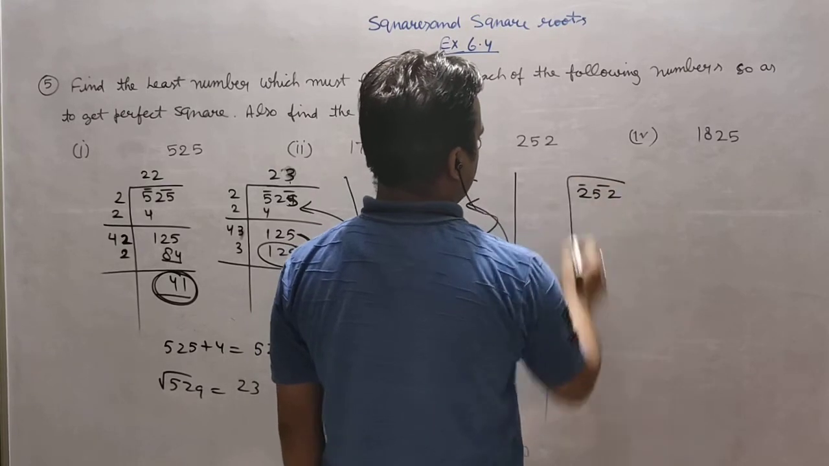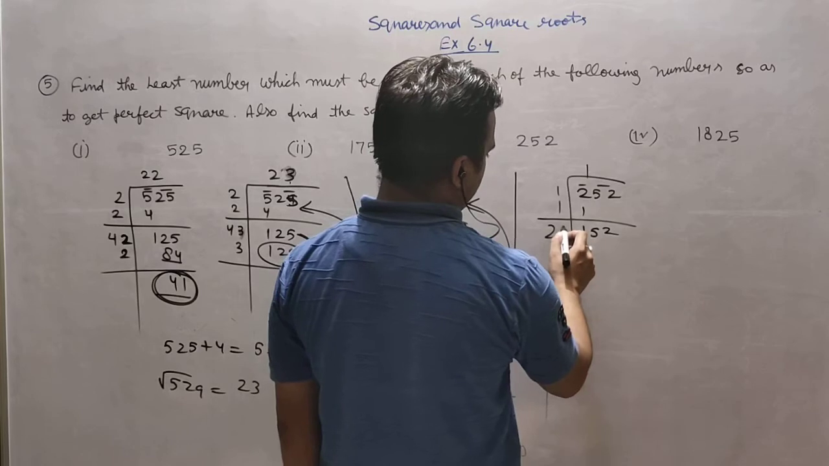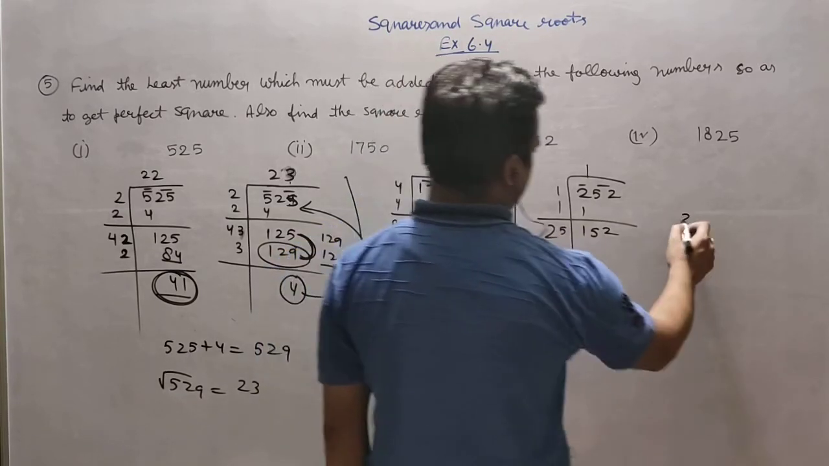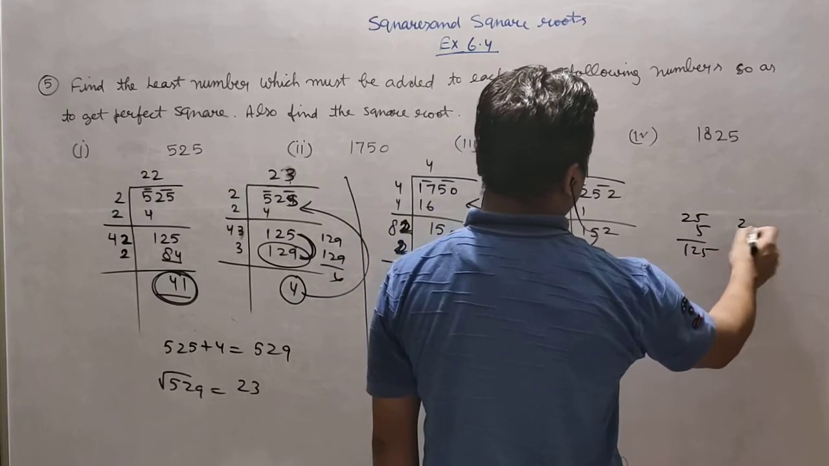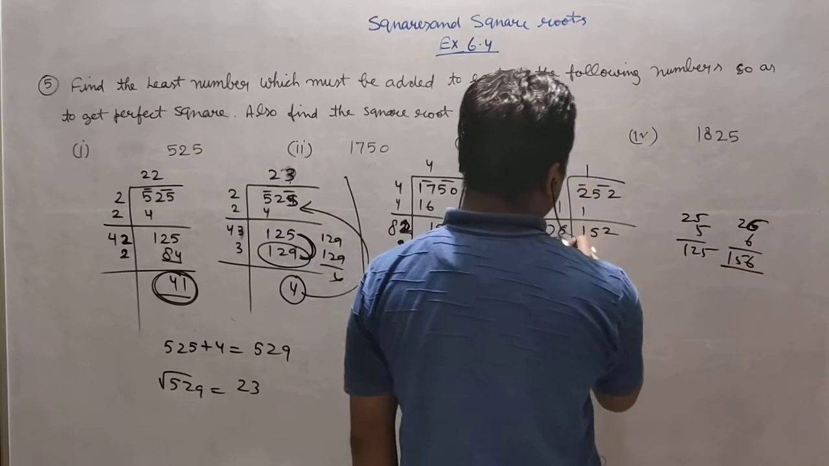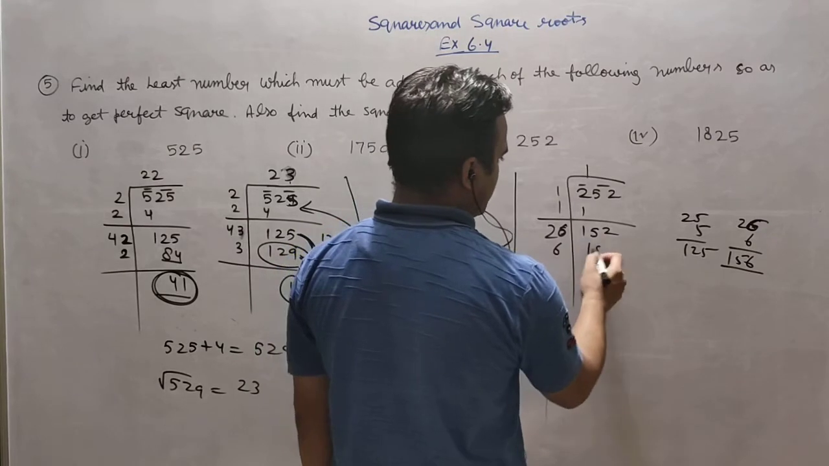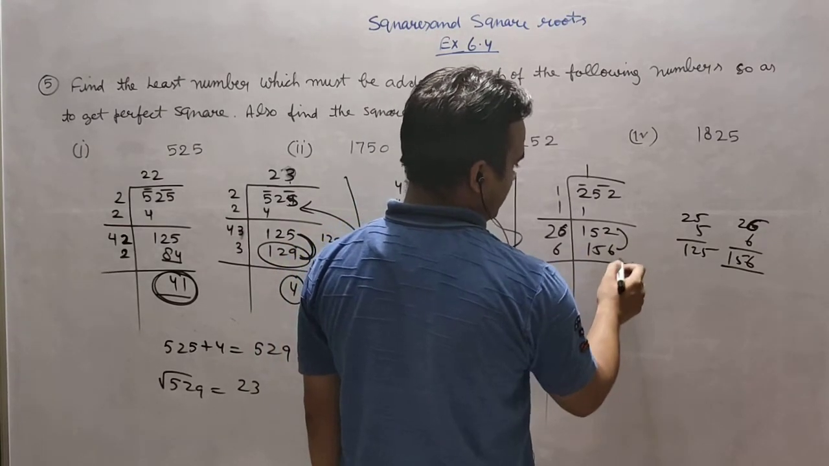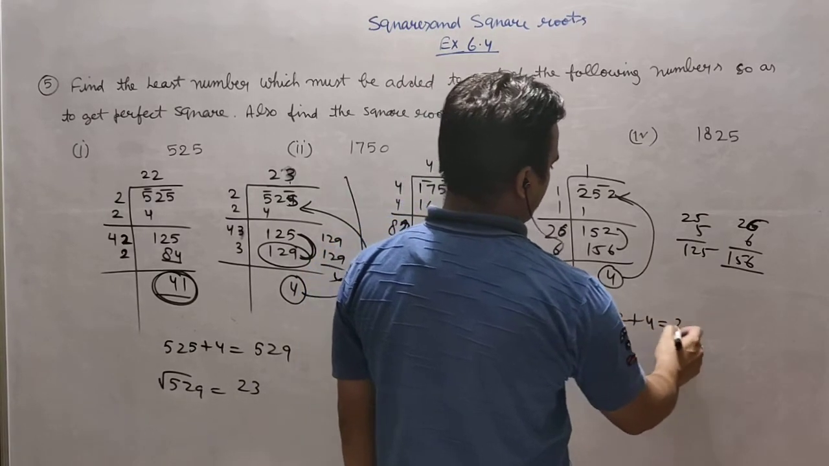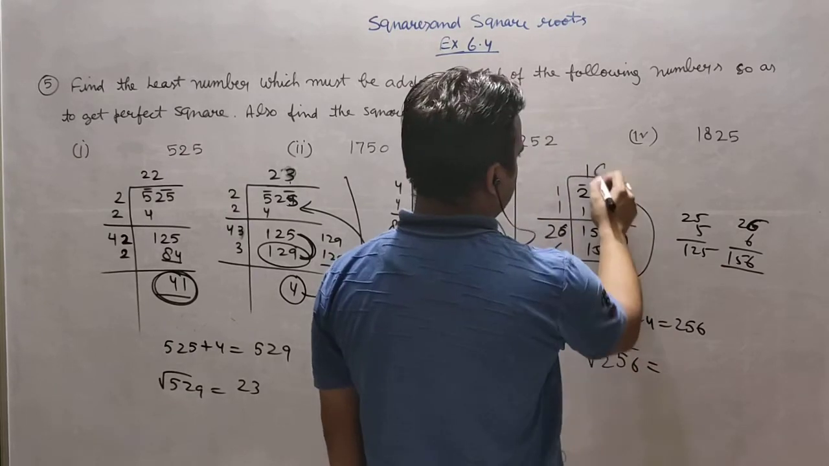Same we will do with 252. Again 1, 1 ja 1, 2 152. So if I put here 5, then I am putting 5, so I will get 25. If I am putting here 6, 156. And this 156 is after 152, the next number. So how much extra is it? 4. So it means 4 is added. So it is 252 plus 4, it is 256. So the square root of 256 is 16.